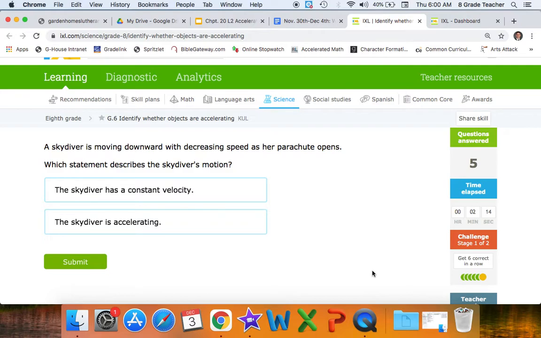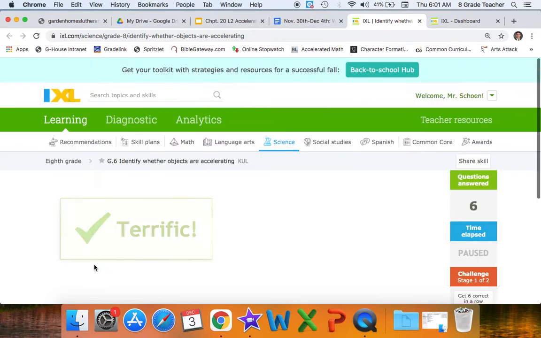Which statement describes the skydiver's motion? Imagine you jump out of a plane, and as you're falling to Earth, you get to what's called terminal velocity, where you're not falling any faster. You then pull your ripcord, your parachute opens up, and you start to slow down how fast you're falling. Three questions again: is it speeding up, slowing down, or changing direction? In this case, it says moving downward with decreasing speed. That would mean that you're slowing down.